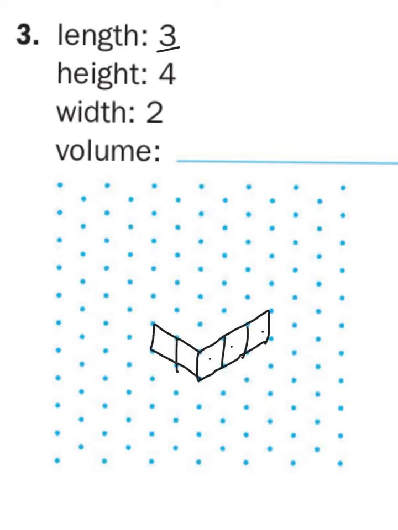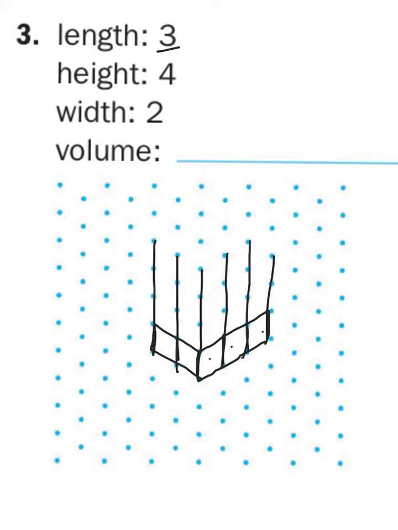All right. Now, the height is 4, so remember, I'm already at 1 layer high. So I'm going to go up 3 more to make it a total of 4. So I'm at 1, 2, 3, 4. Hey, I can count to 4.